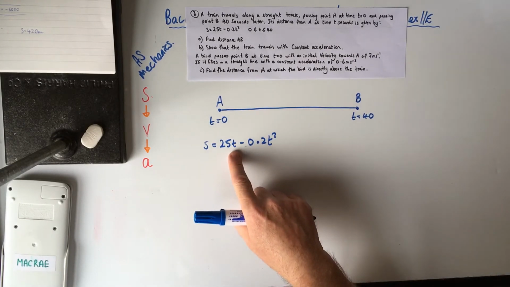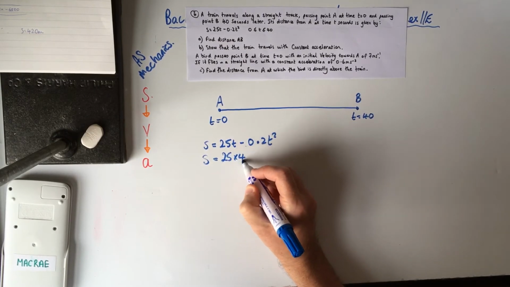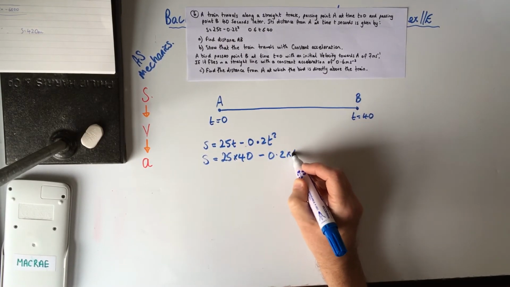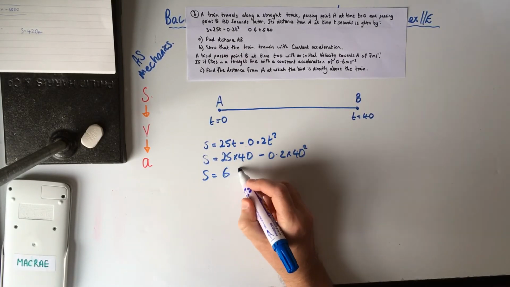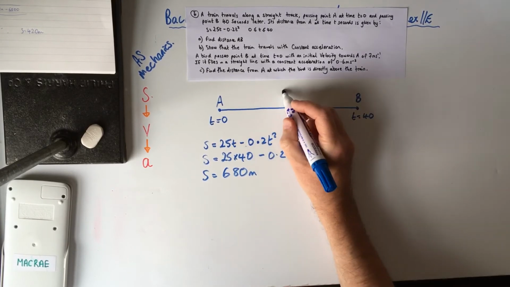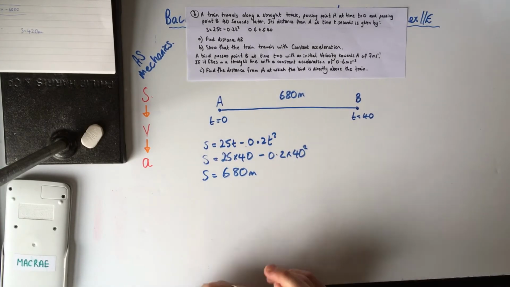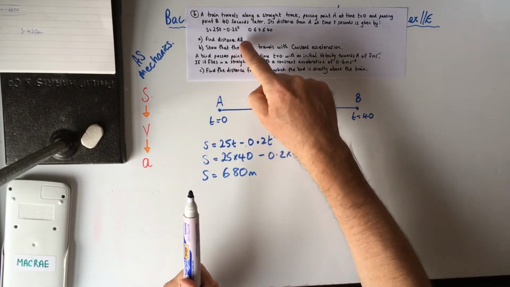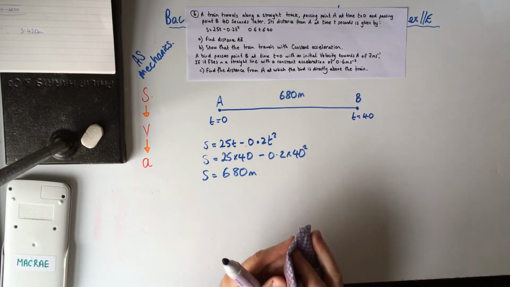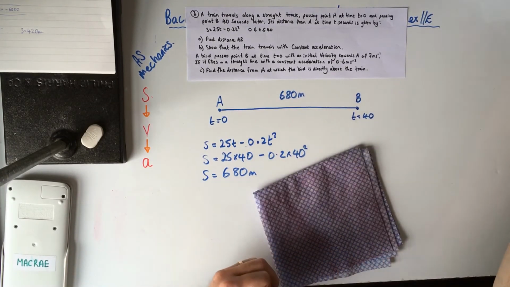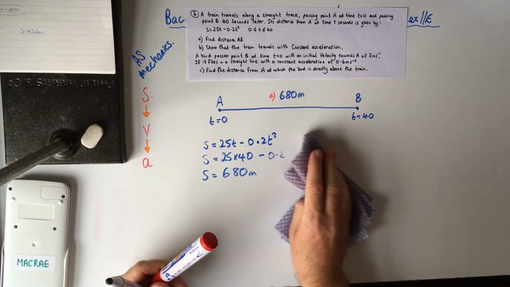So all we do is put 40 into there. 25 times 40 minus 0.2 times 40 squared. When we do that, I did it on the calculator earlier, you get 680 meters. Okay, all right with that? So that's the first bit done. That's the answer to part A.